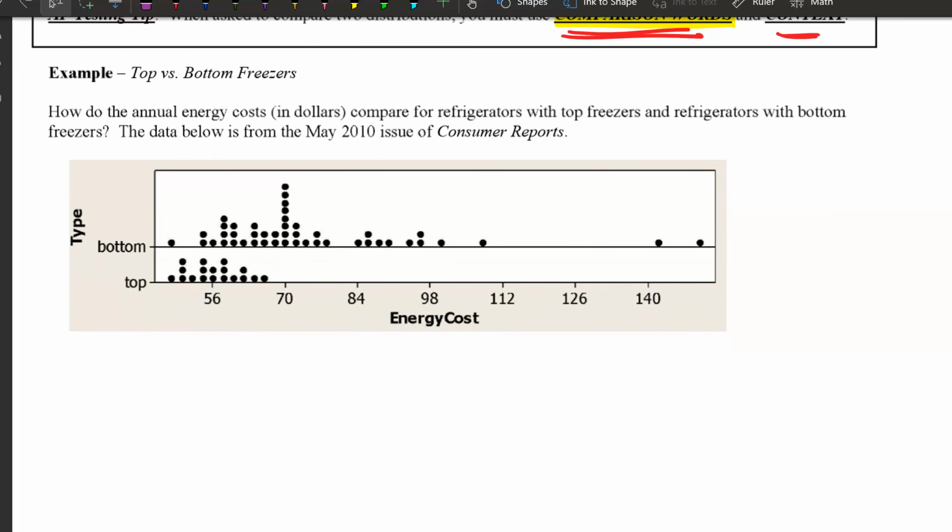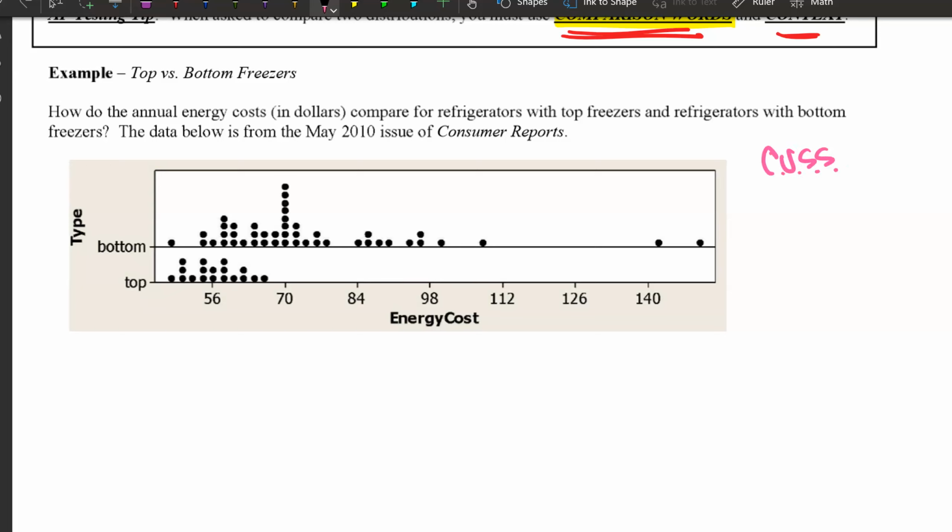Example, top versus bottom freezers. So some refrigerators have their freezers on the top, some have them on the bottom, some of them have them on the side. We're not considering the side ones. So the question might have been for consumers, are refrigerators that have their freezer on the top more energy efficient than the ones that are on the bottom? So here's the annual energy costs in dollars for these two types of fridges. And it looks like the top fridges require less energy than the bottom ones. Some of the bottom ones cost a ton of money to keep running for the year, a lot more money relative to the other ones. So let's compare.